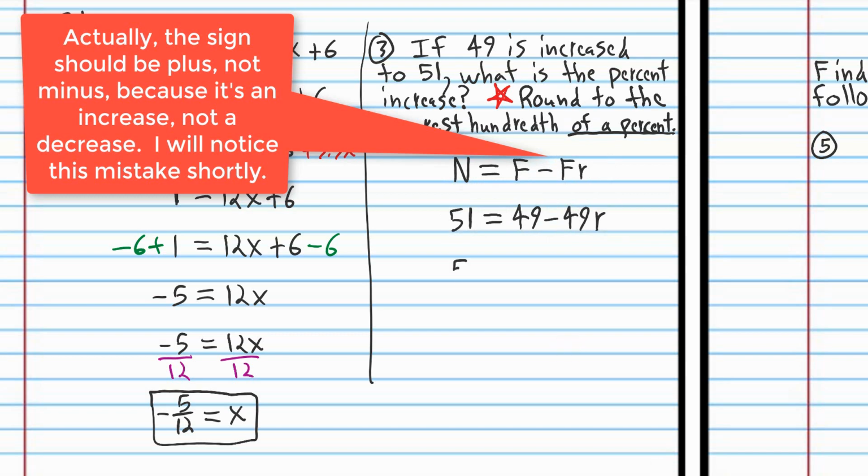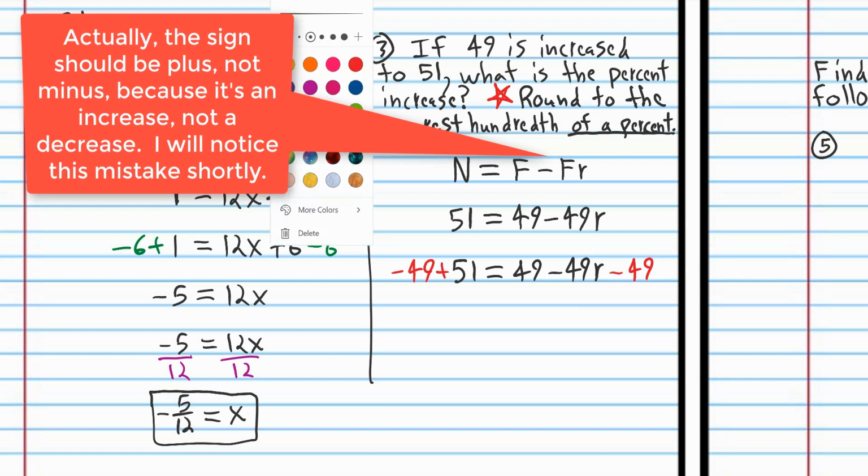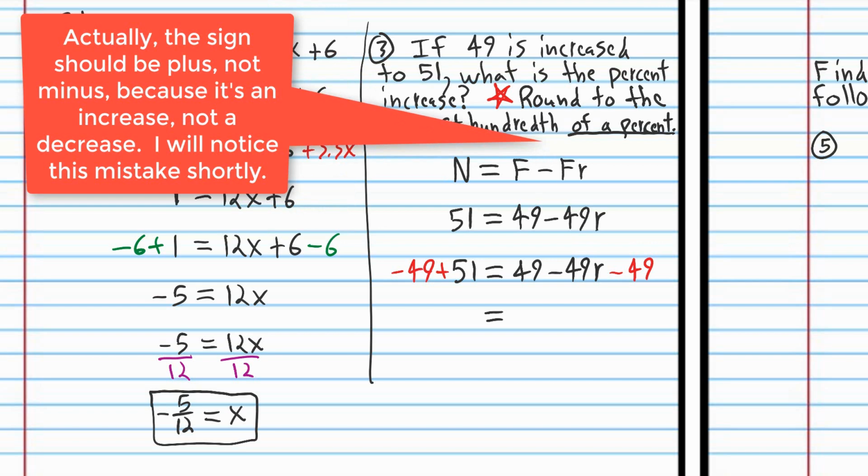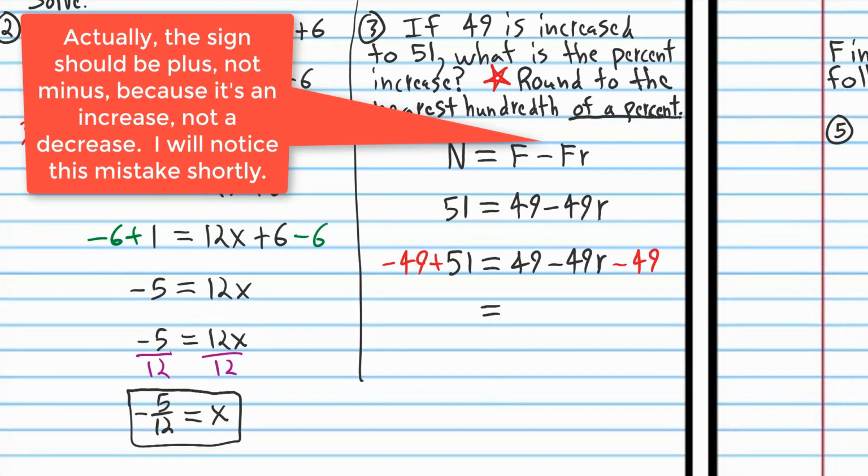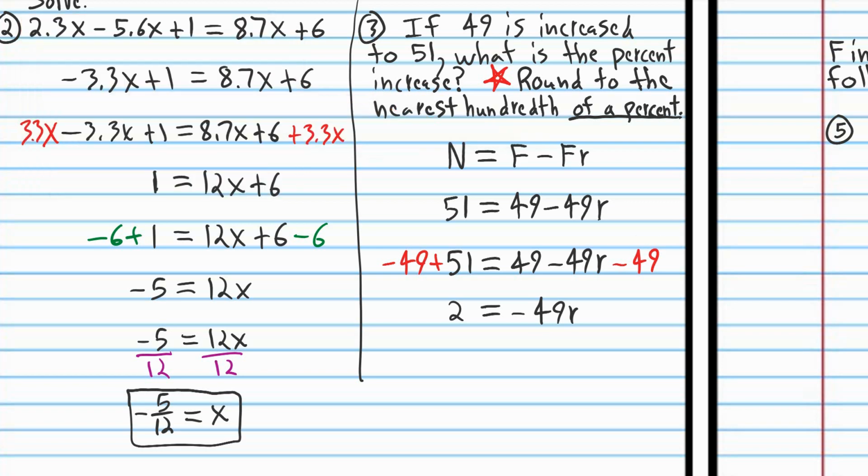So I have to perform an operation on both sides of the equation, so I have to rewrite the equation. And the only time that I'm going to allow you to violate that rule is when you have an equation with parentheses, because those equations are the longest versions of these types of problems. So we subtract 49 from both sides, and then we get negative 49r equals 2. And I just noticed that I put a negative there. That should be positive. And the reason it's positive is because it's an increase.